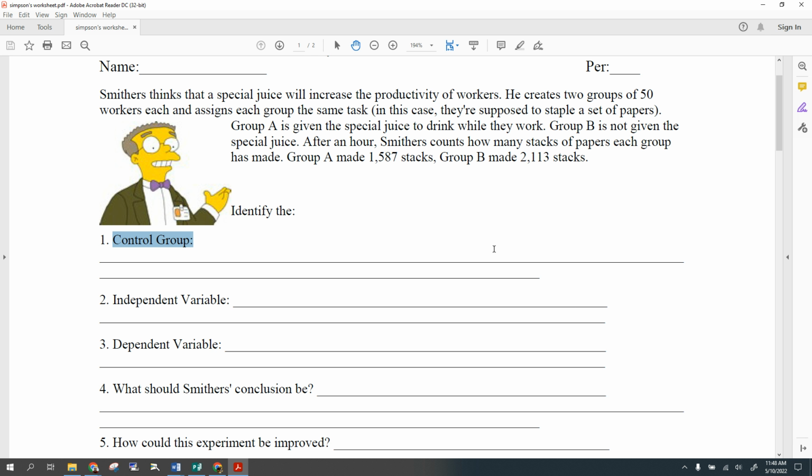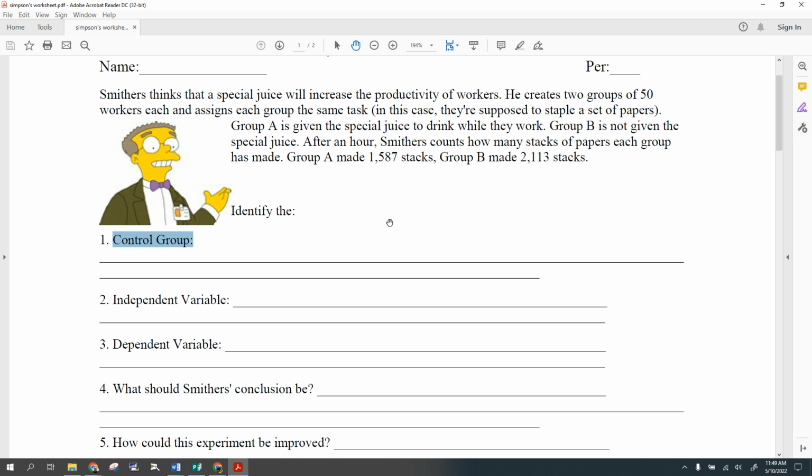When we talk about the control group, it's going to be the group that we are able to measure the experiment off of. I'll just give you this example right here. If we look at this experiment with Smithers, where it says Group A is given special juice to drink and Group B is not given a special juice, you can almost think of it as what's the normal thing in that experiment. So in this case, the control group is going to be Group B because they were not given that special juice.